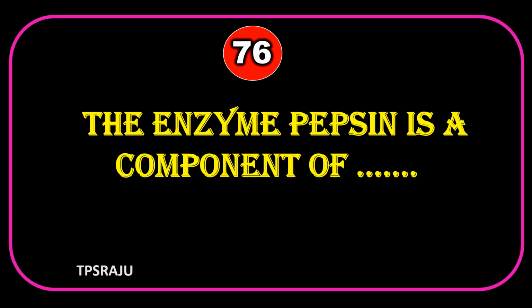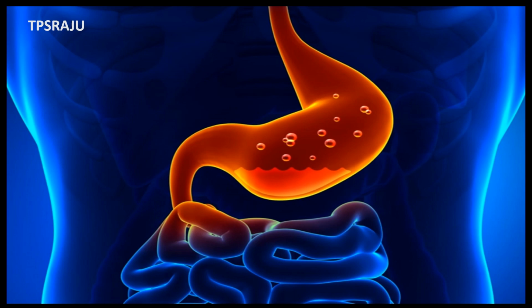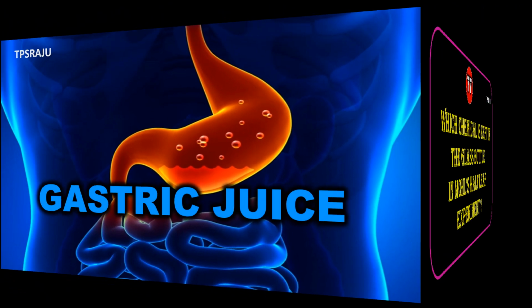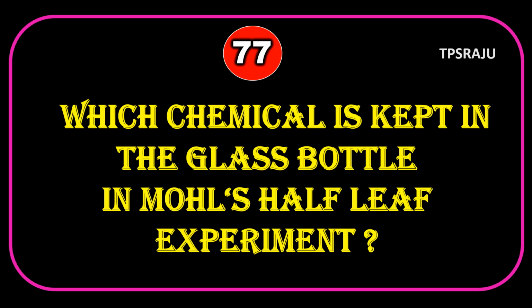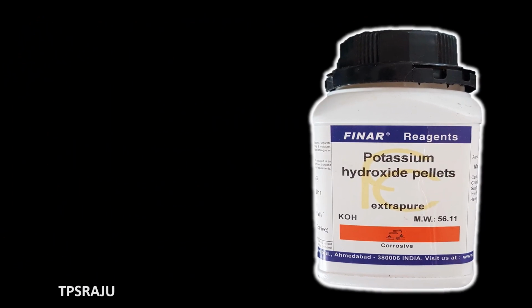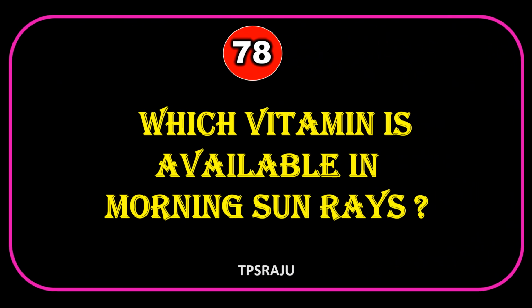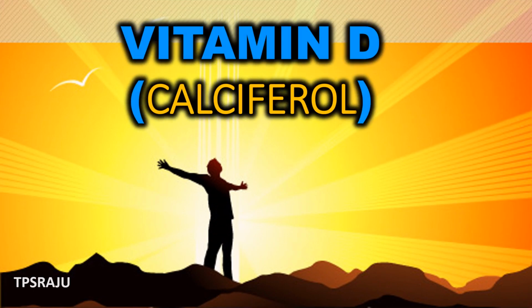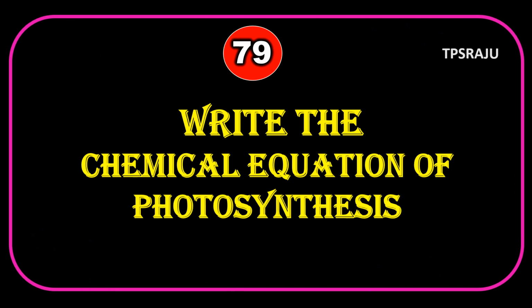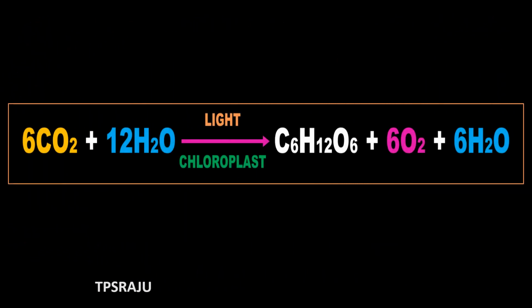The enzyme pepsin is a component of gastric juice. Which chemical is kept in the glass bottle in Moll's half-leaf experiment? Potassium hydroxide. Which vitamin is available in morning sun rays? Vitamin D. Write the chemical equation of photosynthesis. 6CO2 plus 12H2O gives rise to C6H12O6 plus 6O2 plus 6H2O.